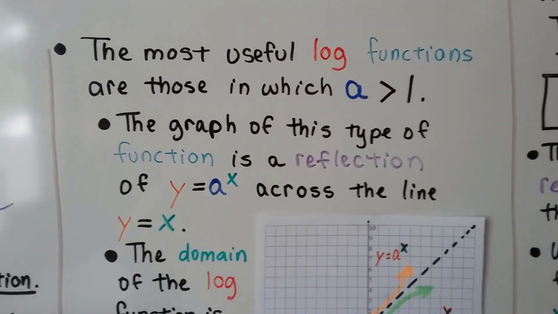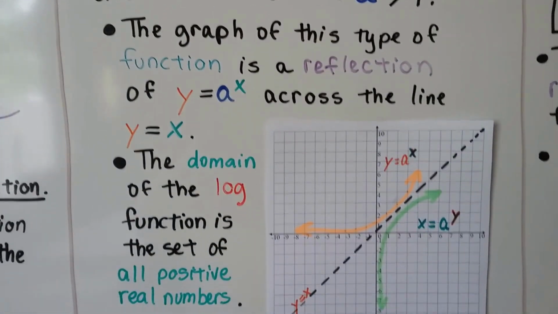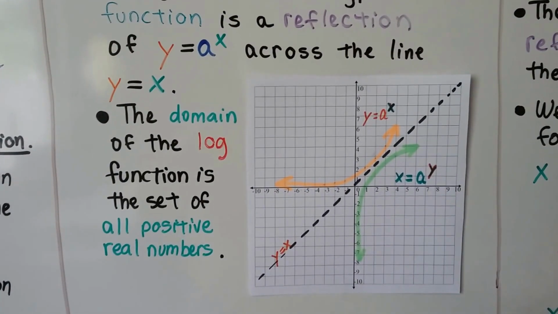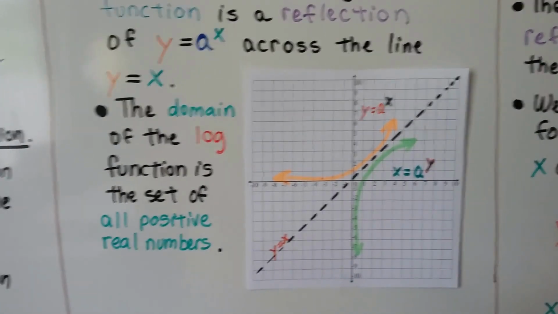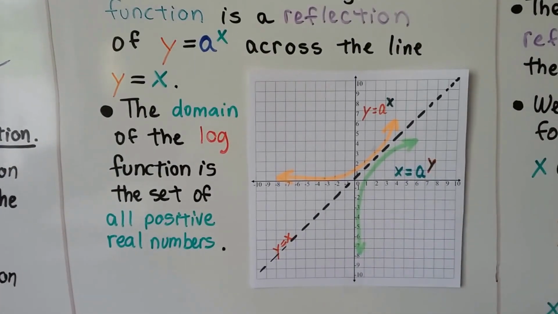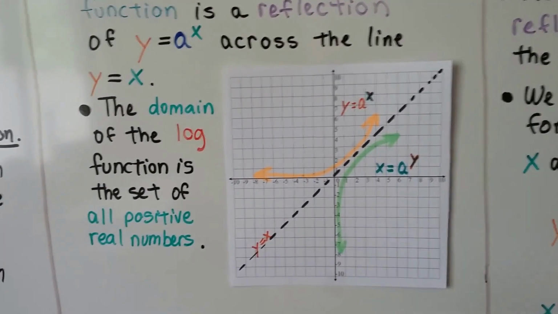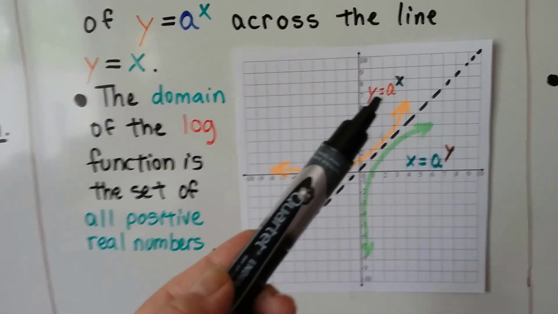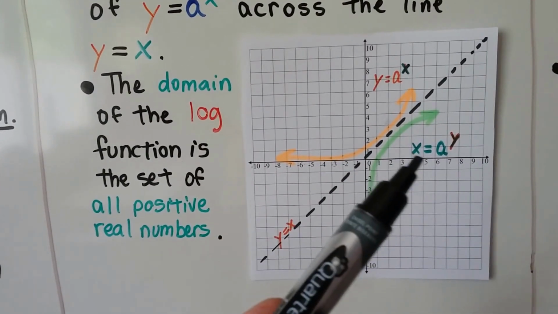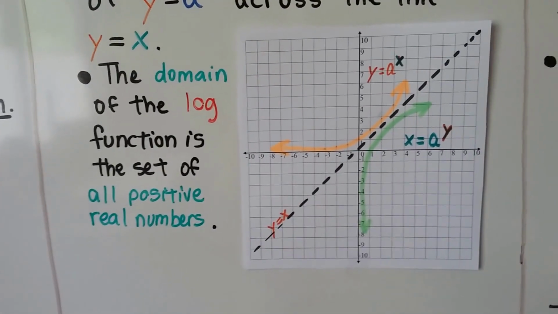And the most useful log functions are those in which a is greater than 1. And the graph of this type of function is a reflection of y equals a to the x across the line y equals x. So that y equals x line is our diagonal line here, see? And the domain of the log function is a set of all positive real numbers. So you can see that y equals a to the x power, when we interchange the variables and get x equals a to the y power, this is a reflection across that x equals y line, isn't it?